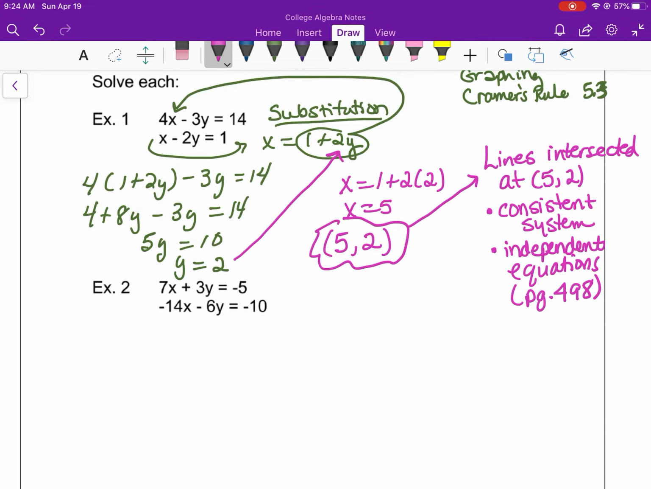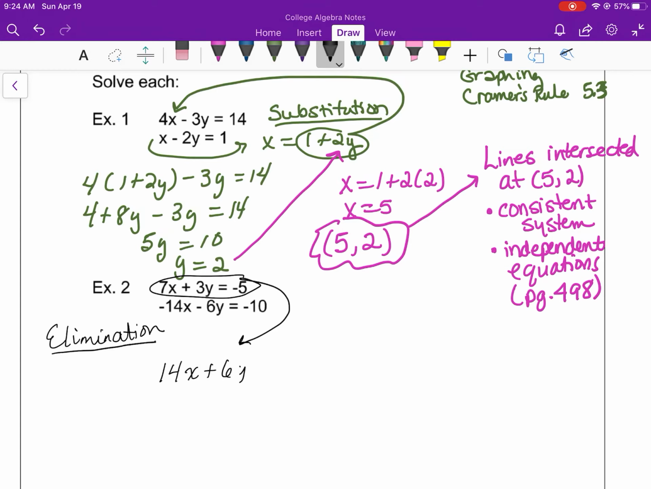For example 2, I'm going to go through the process of elimination. So the idea is to eliminate either the x's or the y's. And I'm going to just go after the x's. So I'm going to take this top equation and multiply it by 2. When I do that, I'm multiplying by 2 on both sides. And then here's the second equation written underneath.